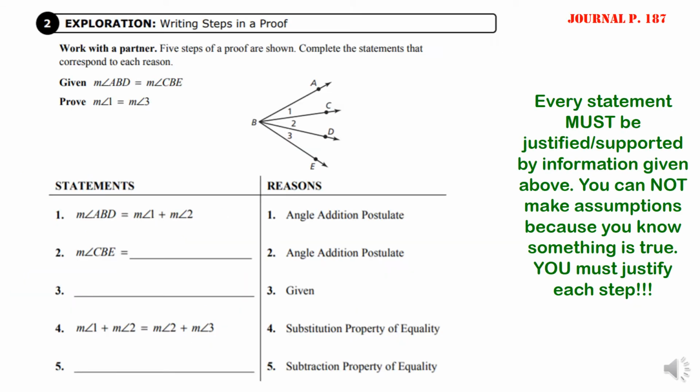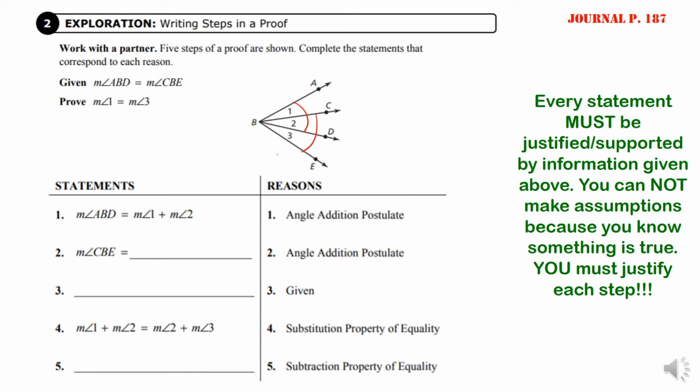Okay, here's another fill in the blank. So this one has blanks on the statement side. So let's see how you do. So we have the measure of ABD, that's this one, is equal to the measure of CBE. That's this one. So those are equal. They want you to prove that angle 1 is equal to angle 3. So first thing they do is they give you the measure of angle ABD. So they're not giving you the given first. That is not required. So the measure of angle ABD equals the measure of 1 plus 2.